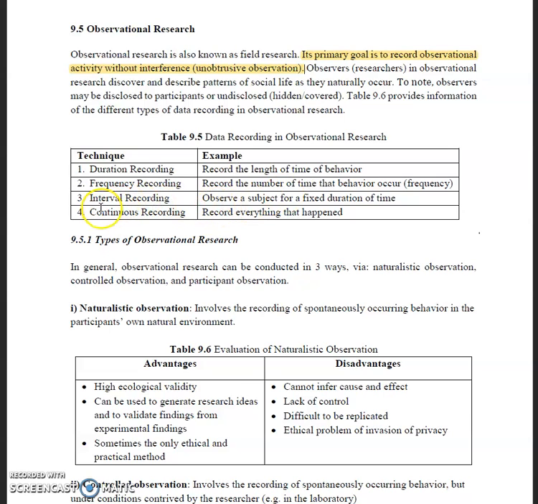The interval recording is where we observe a subject for a fixed duration of time. For example, from 9 a.m. until 12 p.m., how many times does that homeless person scratch his head? By the way, I hope this is not an offensive example. This is merely an example for me to explain all this. And then number 4, we have continuous recording, where we record everything that happened.